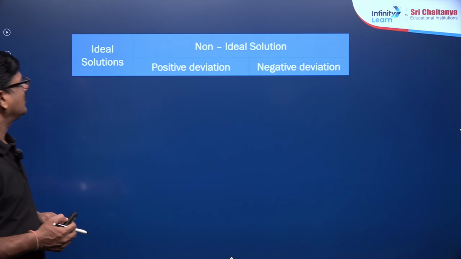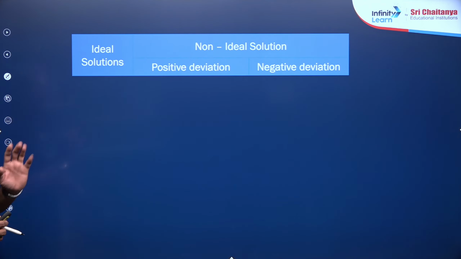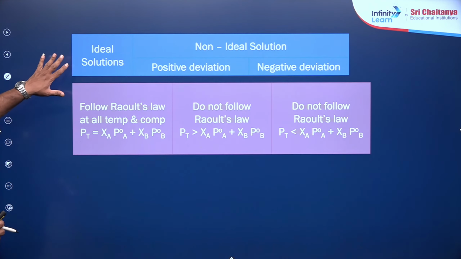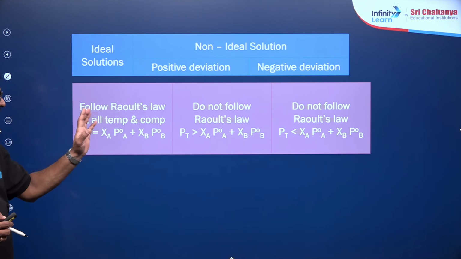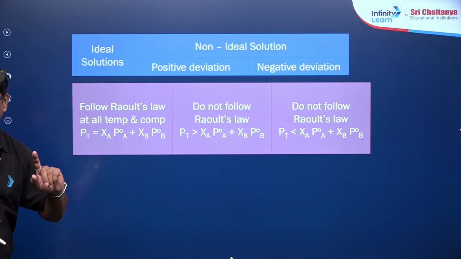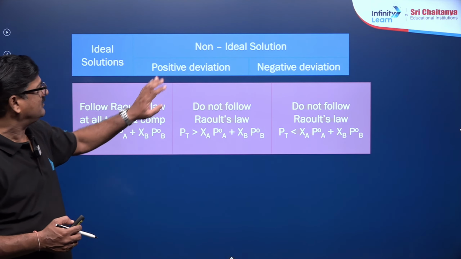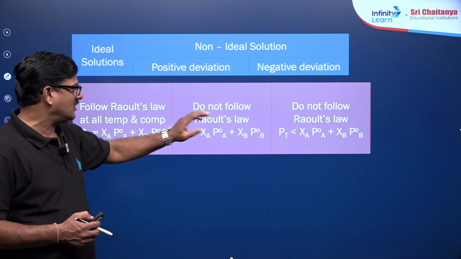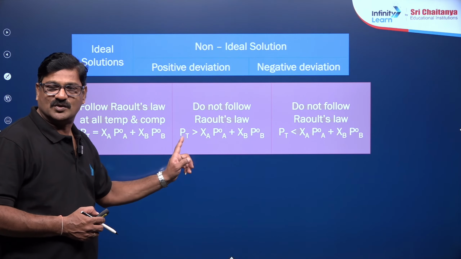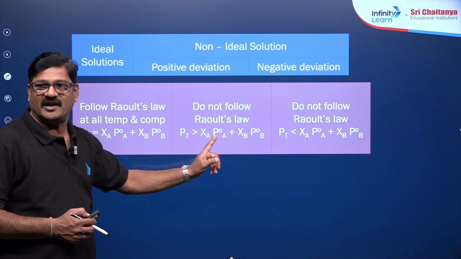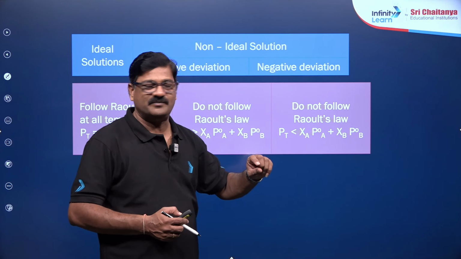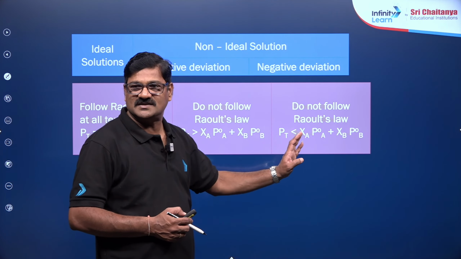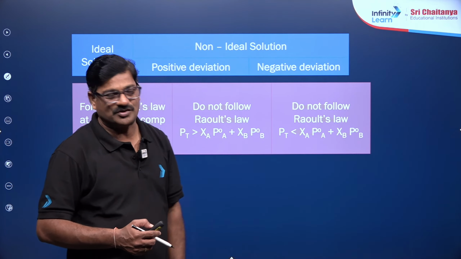Okay. Now talking about ideal solutions and non-ideal solutions. Ideal solution means they follow Raoult's law, so that Pt is equal to mole fraction of A times P naught A plus mole fraction of B times P naught B, at all temperatures and compositions. While the positive deviation does not follow Raoult's law, and P solution is greater than the sum of Pa and Pb, and negative deviation does not follow Raoult's law. P solution is less than P naught B times mole fraction of the solution.